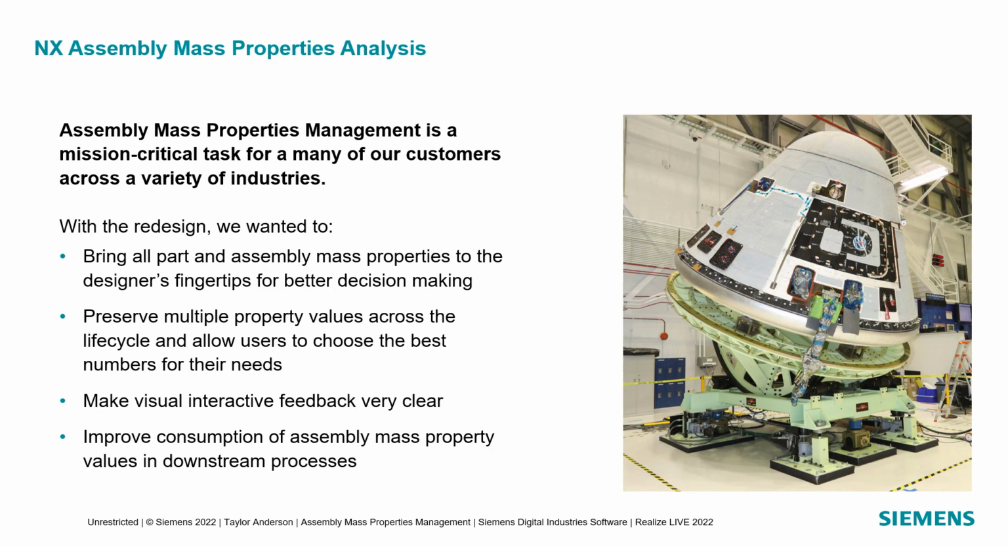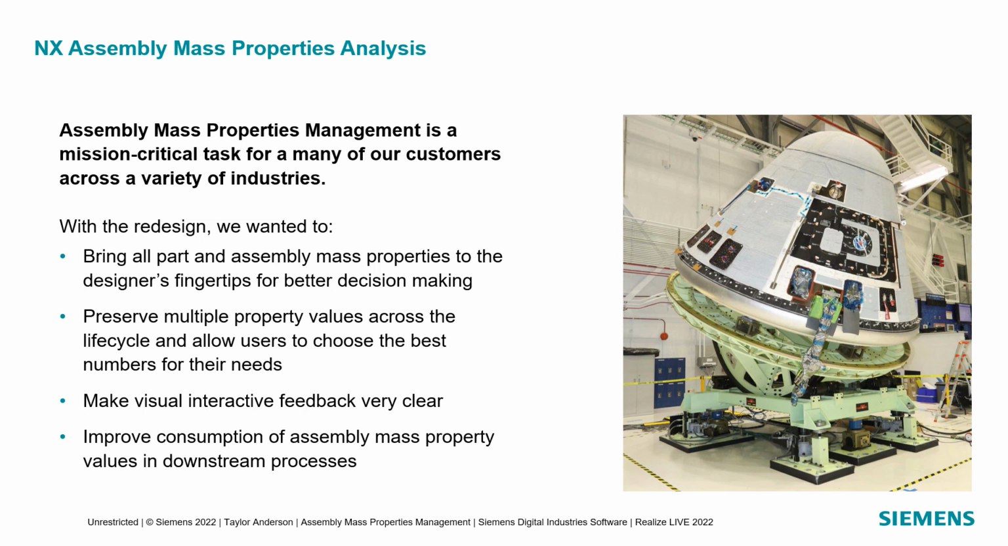Okay, we recognize that assembly mass properties is a mission critical task for a whole bunch of our customers out there, and so as we've done that again with this redesign, you see 4 bullets there. We wanted to make those part and assembly mass properties a lot more visible and bring those to the designer's fingertips, really, to be able to browse and see those very quickly as we look through both large and small assemblies.